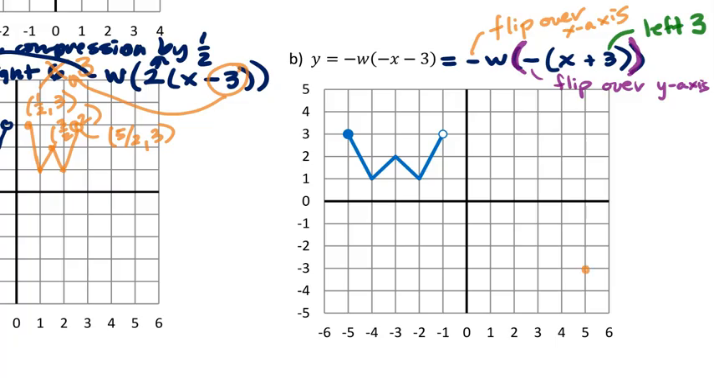So we will do 5, -3 as the closed circle. That's where the closed circle lands. I think I'll do the open circle next. The open circle starts at -1, 3. So if I flip upside down, it will land at -1, -3. And then if I flip across, it will end up at +1, -3. So an open circle at 1, -3.